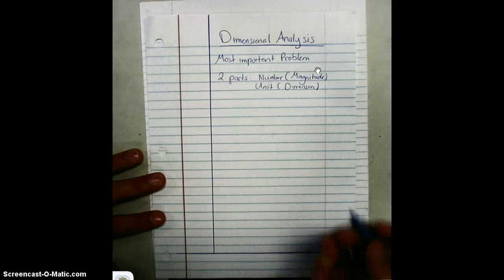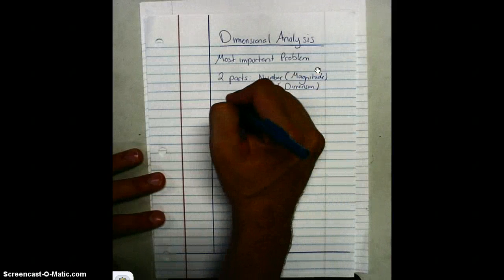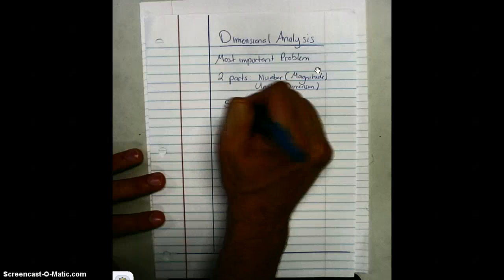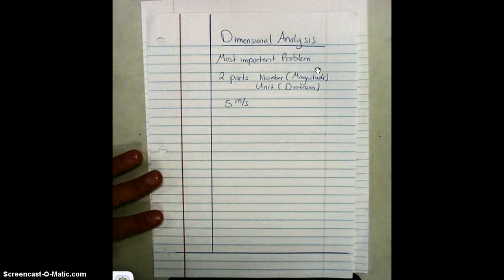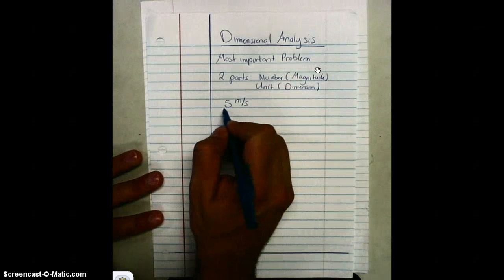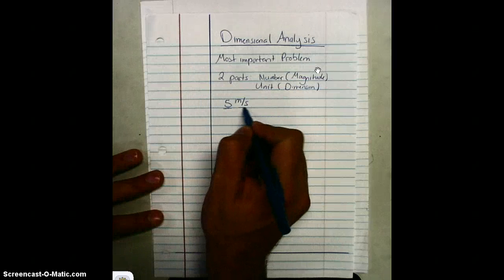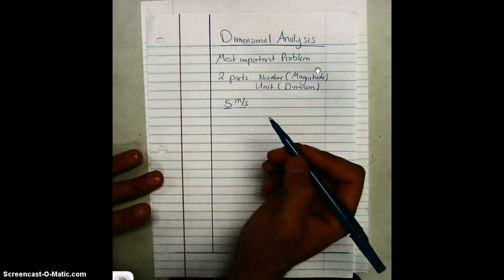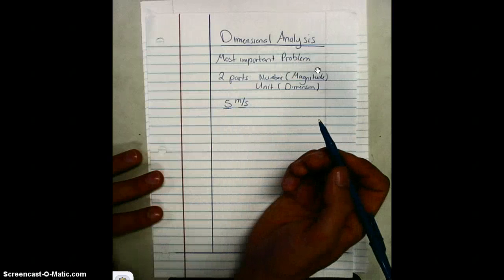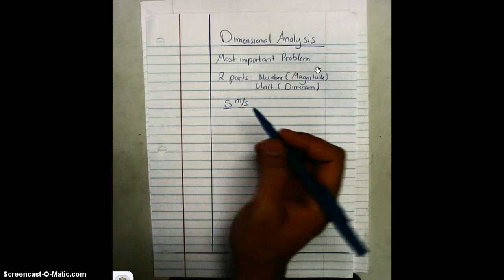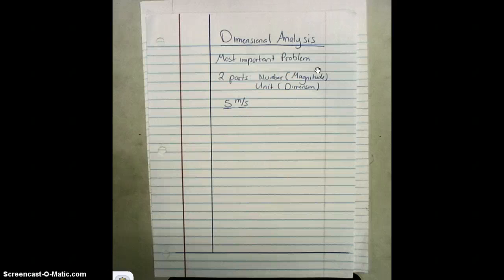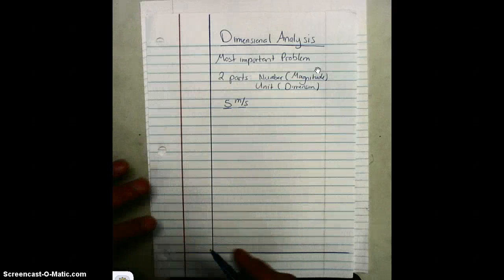So for example, we can have a very basic quantity like 5 meters per second. We have a number, or the magnitude, and then we have the unit. It's not just 5 nothing, it's 5 meters per second. So when we are working a problem, we are going to analyze the dimensions to make sure that the answer is correct.